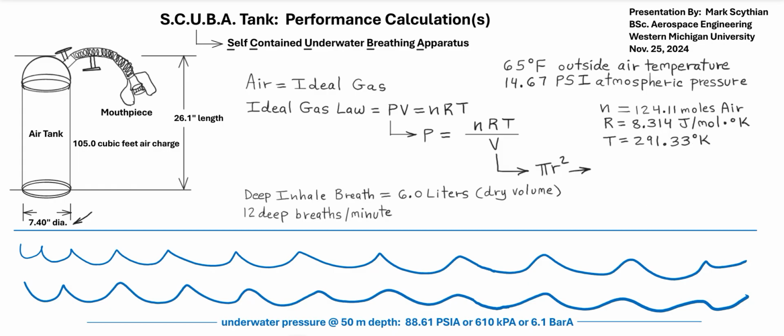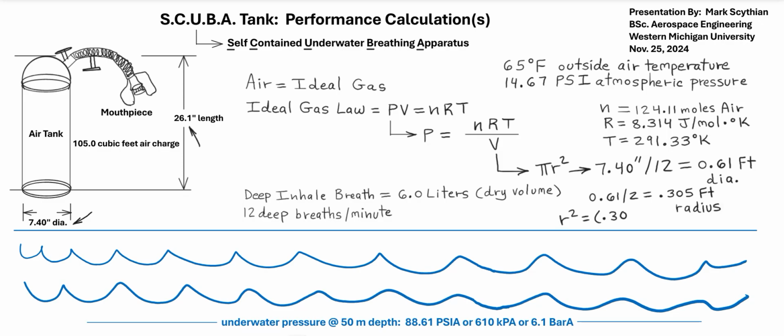So then we have to calculate the fixed tank volume, the structural volume. So we can use pi r squared, the diameter in feet, then divided by 2 for the radius. That radius then squared.